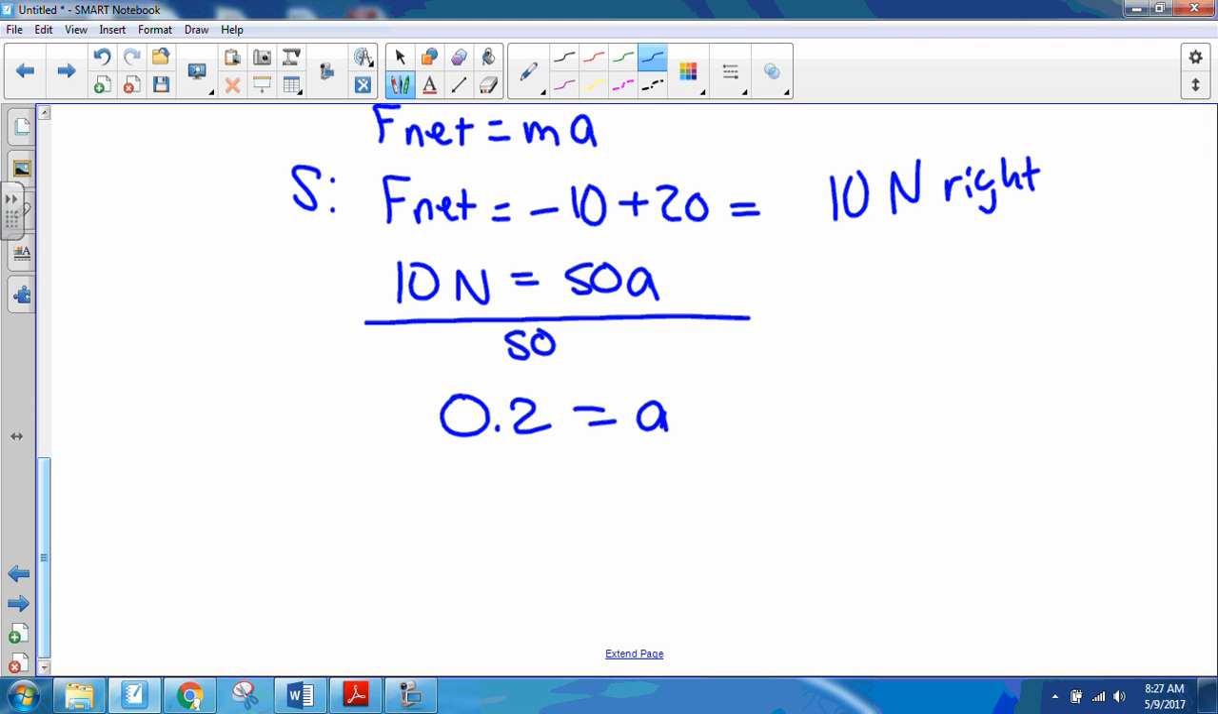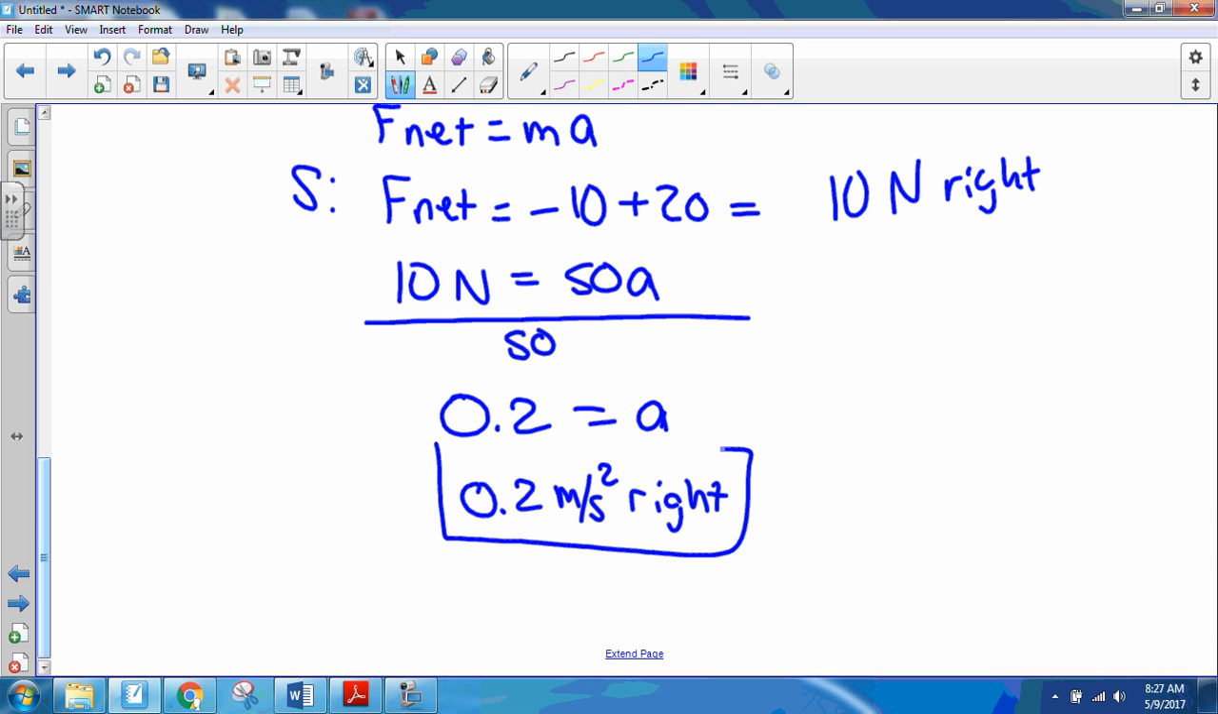Okay? Now, is this a positive or a negative? Positive. Positive means to the right. So I got 0.2. I've got right. Now I just need, what is the unit for acceleration? Meters per second squared. Okay. So the acceleration is 0.2 meters per second squared to the right.